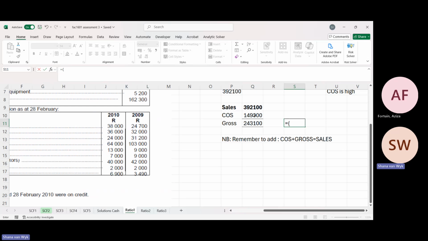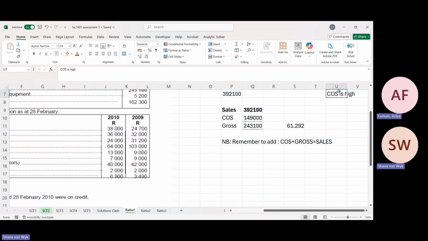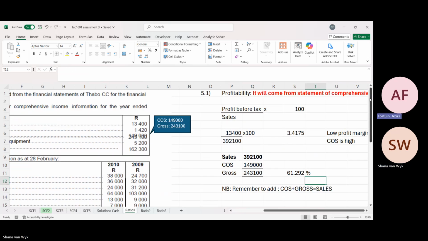So if we say cost of sales over gross times 100, then it's more than 60%, more than 50%. This is high. That's good. You can just move that over there, then they know what you're talking about, the 61% where we said cost of sales is high.